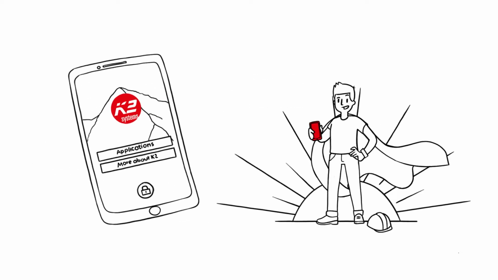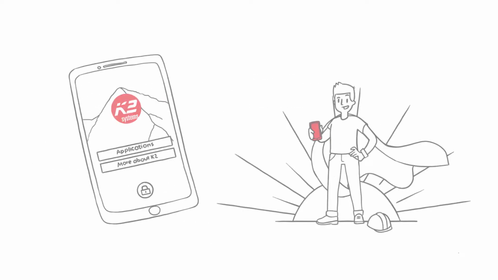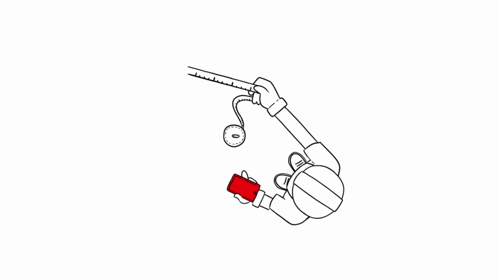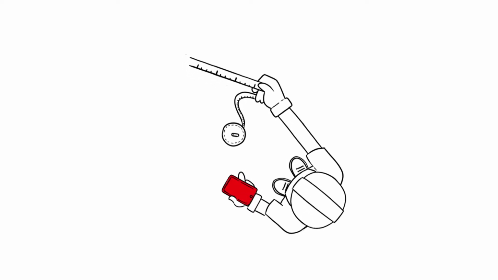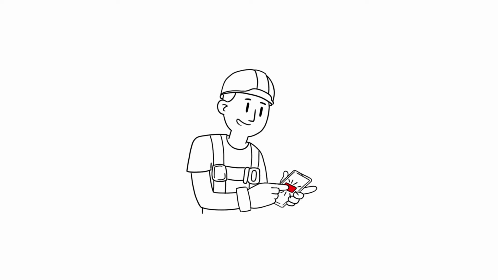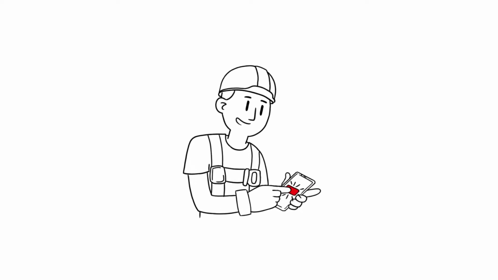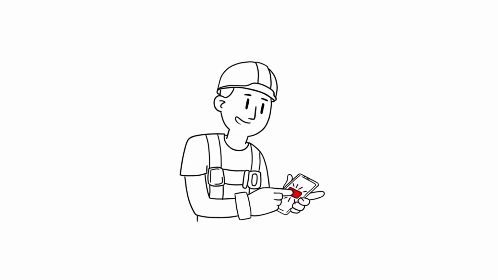But now, Tim uses the K2 app. He records the data directly on site by entering the information into the app, and then he sends his project with one click to Base. This simplifies Tim's work immensely.